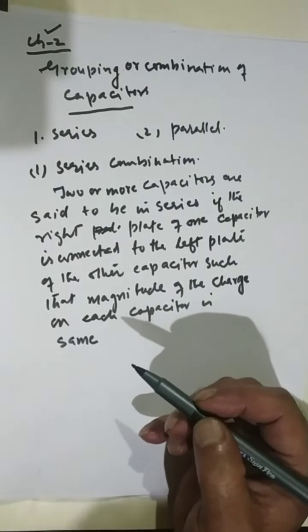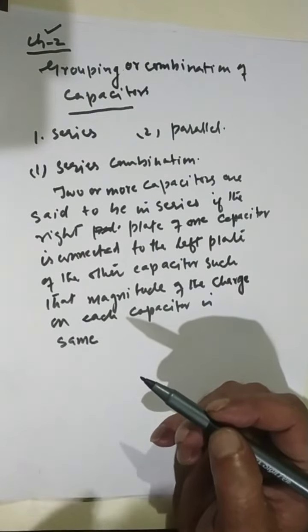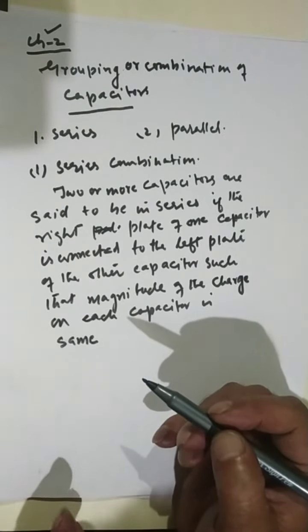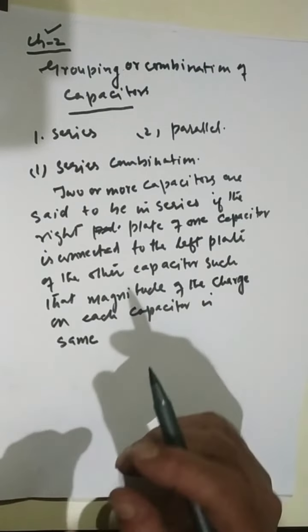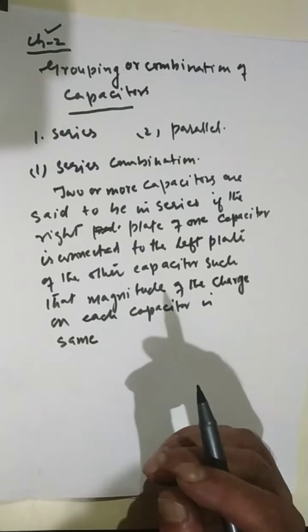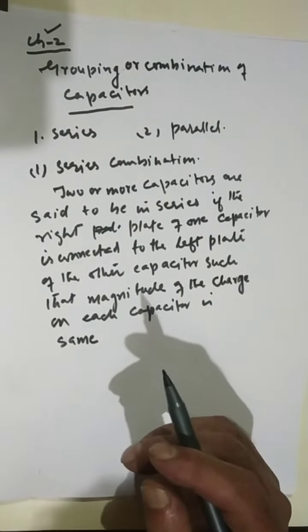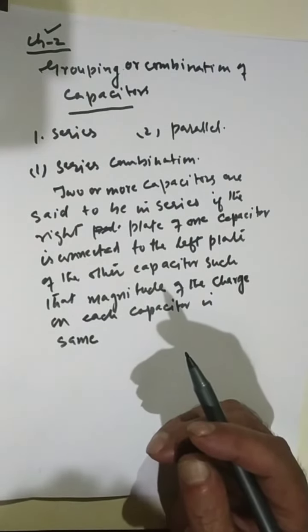तो हम दो या दो से ज्यादा कैपेसिटर को तब सीरीज में कहते हैं जब एक राइट प्लेट दूसरे के लेफ्ट प्लेट से कनेक्टेड हो, और जो जितने भी ये कैपेसिटर्स हैं उनमें हर एक में चार्ज सेम होना चाहिए, तब वो हम सीरीज में कह सकते हैं.